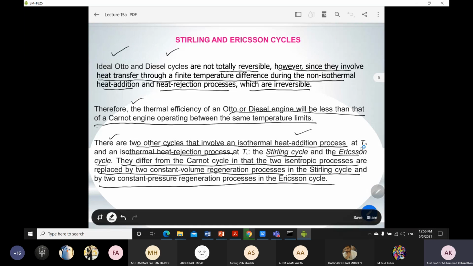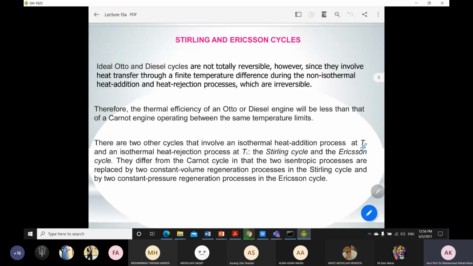We can start it after the break, because it takes time and we can't just stop in between. So we will take a break for the prayer, and after the break at 1:30 we will meet again and discuss the cycle and how the different processes are involved in the Stirling and Ericsson cycles. If you have any questions, you can ask me, and then we'll move towards the break.